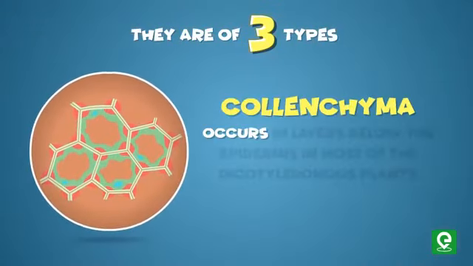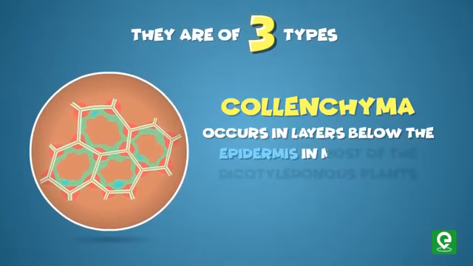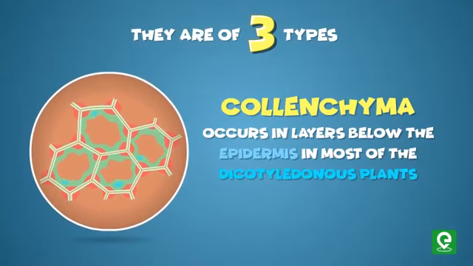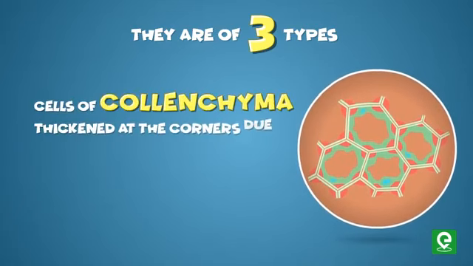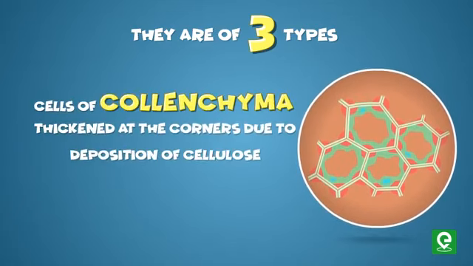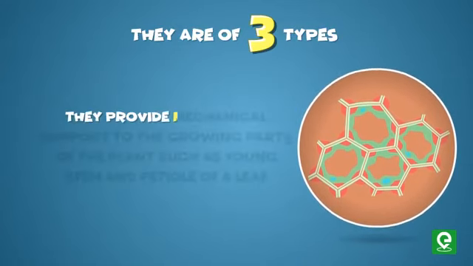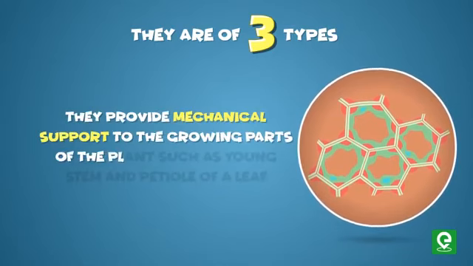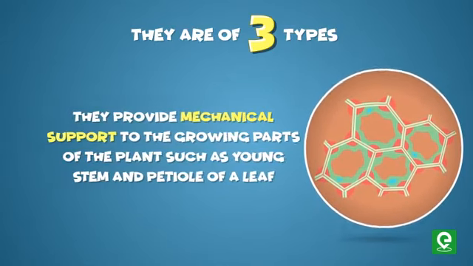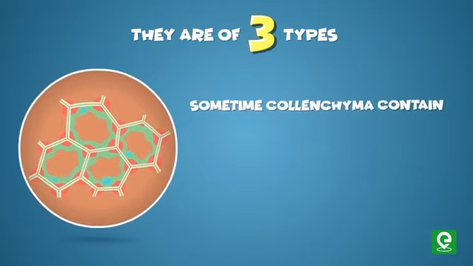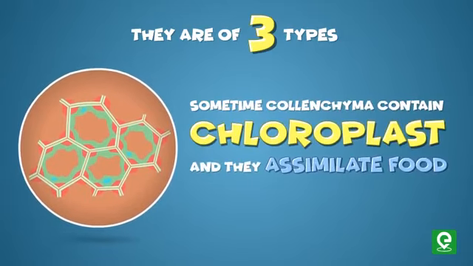The collenchyma occurs in layers below the epidermis in most of the dicotyledonous plants. The cells of collenchyma thicken at the corners due to deposition of cellulose, hemicellulose, and pectin. They provide mechanical support to the growing parts of the plant, such as young stem and petiole of a leaf. Sometimes collenchyma contain chloroplasts and they assimilate food.